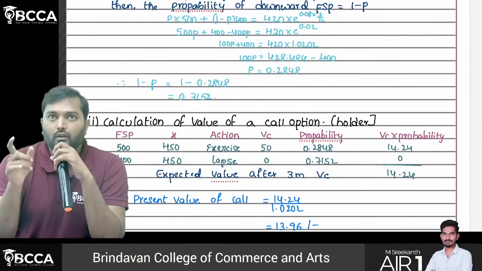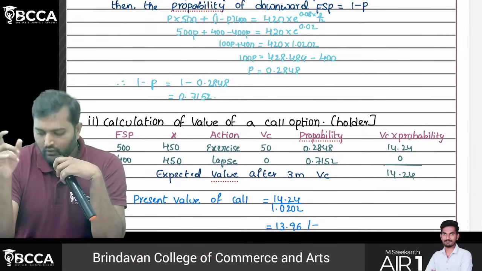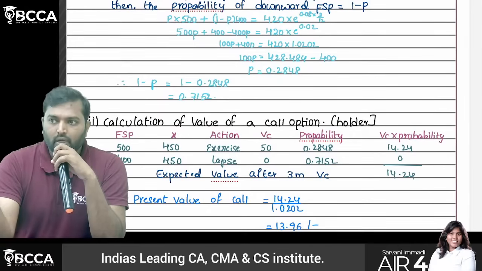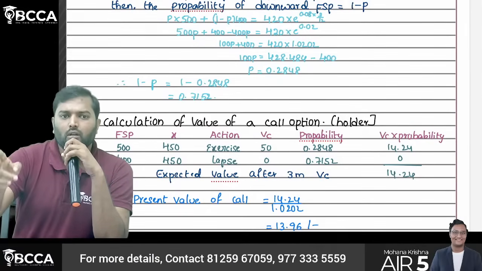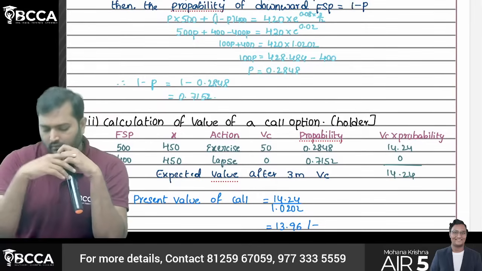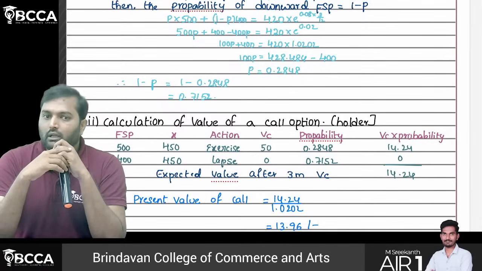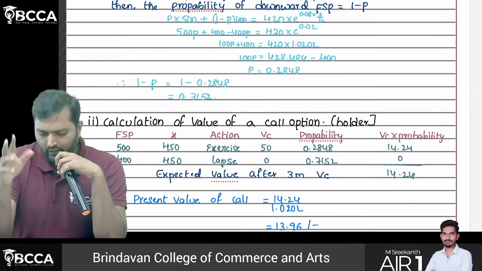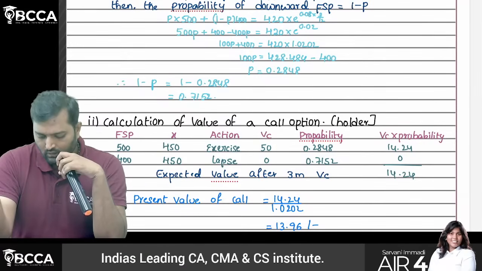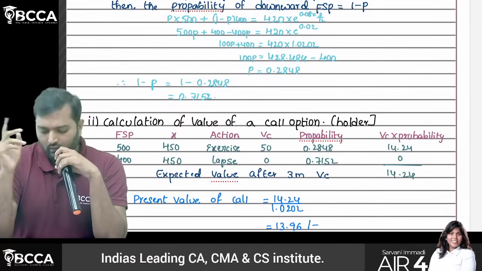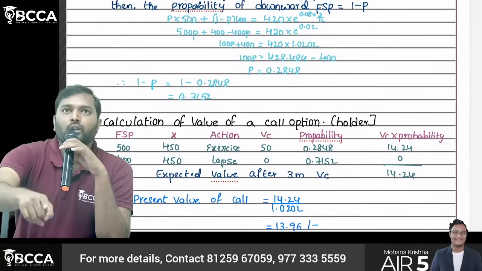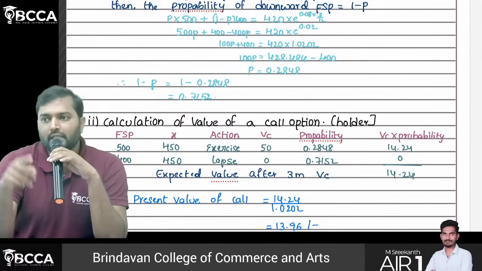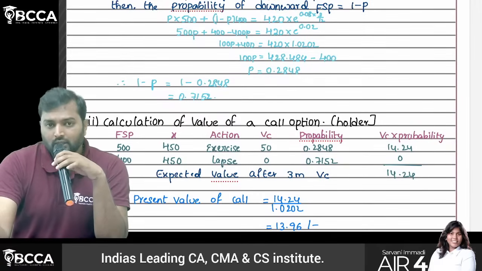The probability of the value of a call being 50 is 0.2848. There is a 28.48% chance that the value of a call on maturity will be 50. Clear? What is the expected value? 0.2848 into 50. You will get 14.24. This 14.24 is the expected value of a call at the end of 3 months.